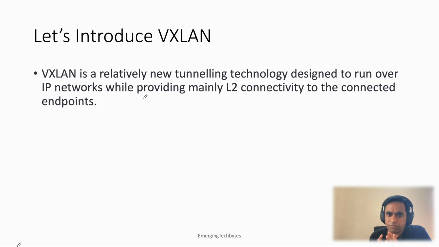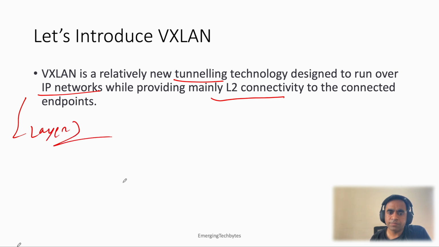So first, the definition of VXLAN is that it is a tunneling mechanism that mainly connects L2 over an IP network. Your IP network is layer 3, right? So that's how you connect your layer 2 network by using VXLAN.